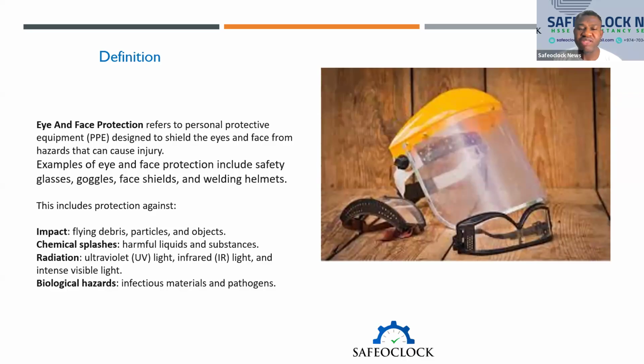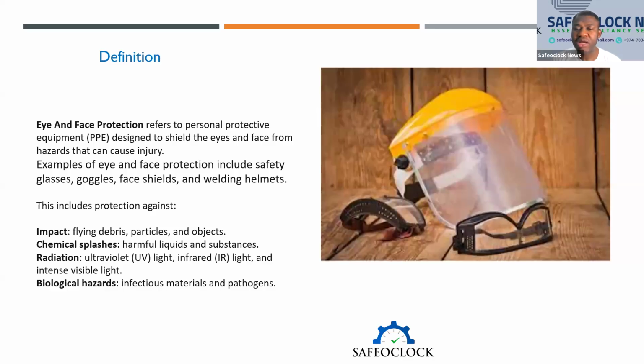Another protection it gives is against chemical splashes. During the use of chemicals or hazardous substances, there is the possibility of these chemicals splashing on the face or in the eyes. Face and eye protection is designed to protect your face and your eyes from these hazardous substances splashing on them or coming in contact with that part of the body.